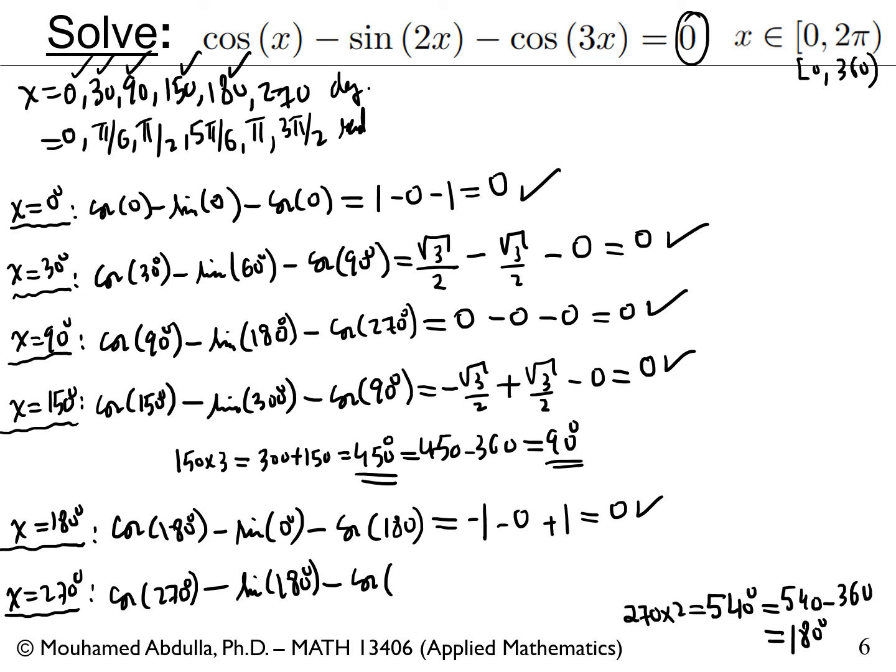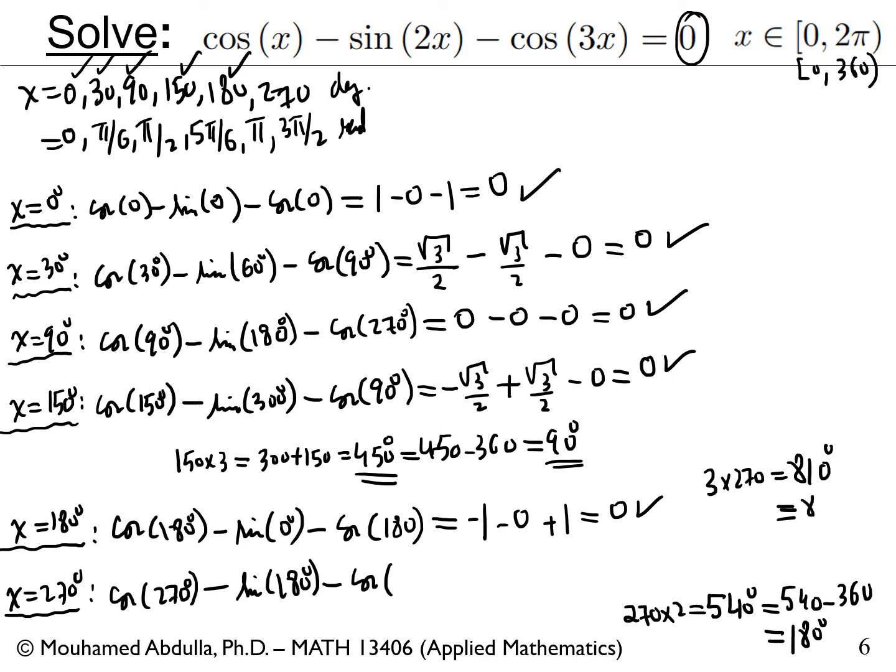Well, let's write it here. 3 times 270. What is 3 times 270? This is equal to 810 degrees. If I remove two revolutions, so I do 810 minus 360 minus 360, I could remove 2 revolutions here.